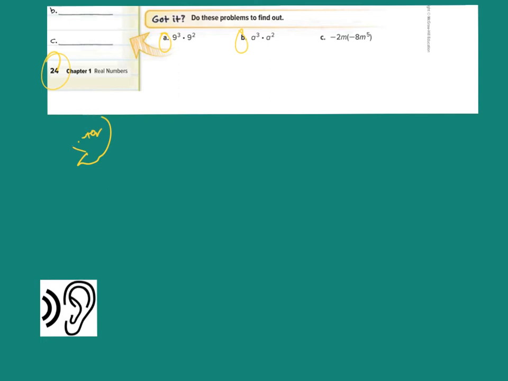So what we can look at here is I'm just going to use my shortcuts now to solve. I have same bases of 9, so it's 9 to the third times 9 to the second. I'm going to add my exponents, 3 plus 2, 9 to the fifth. In letter B, I have A and I have A, same bases, great. I'm multiplying them. That means the shortcut in exponential form is add the exponents, A to the fifth.